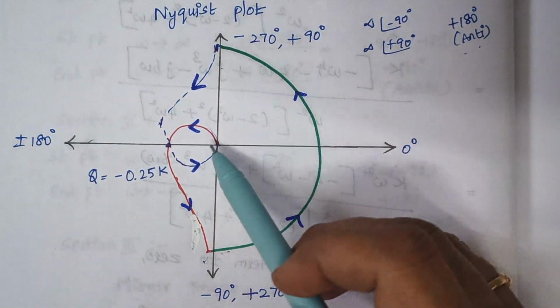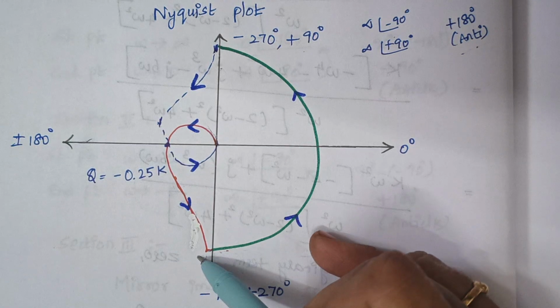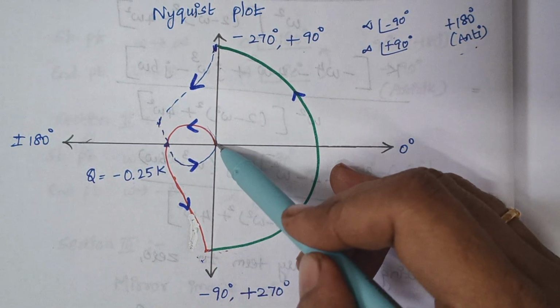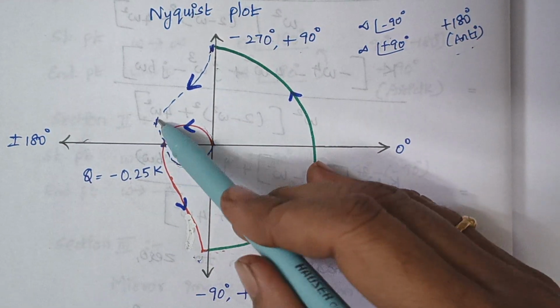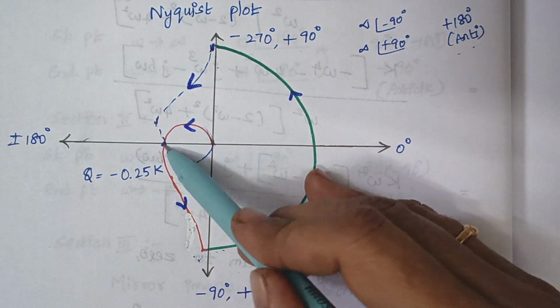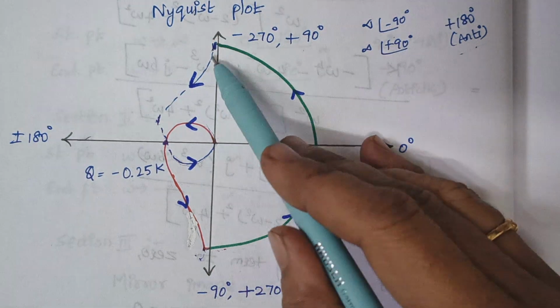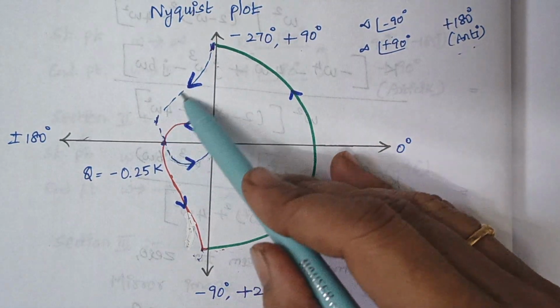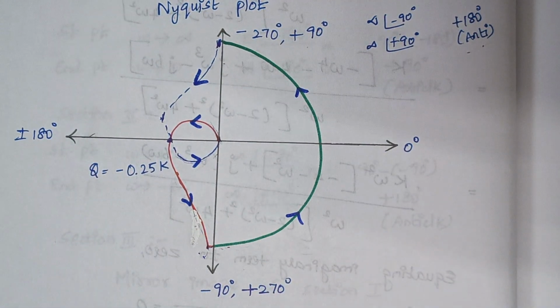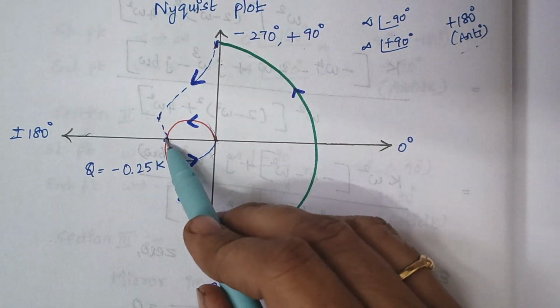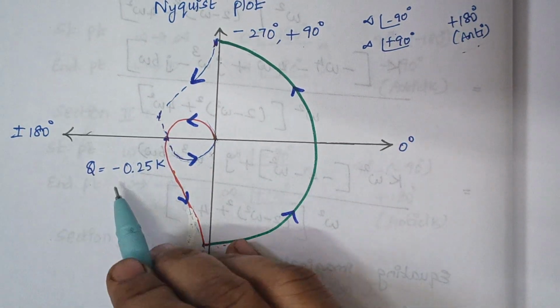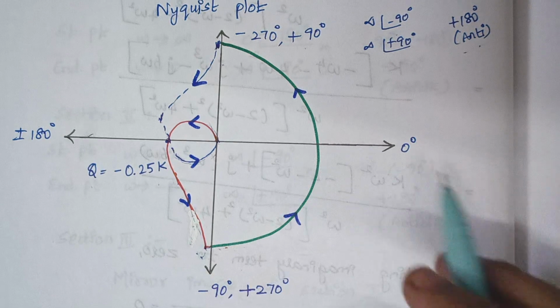Right. So this is our section 1. Here we have drawn the mirror image like this. This is the mirror image of section 1 here. So for section 3, it is nothing but the mirror image of section 1. Right. And here this intersecting point value Q is found as minus 0.25 K.